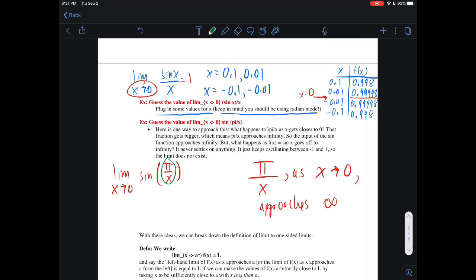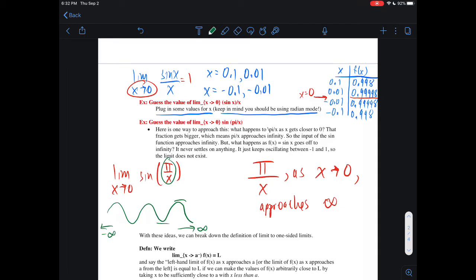So now the question is what happens as the input of the sine function goes to infinity? What happens to the sine function? As we saw, the sine function is just a wave that keeps oscillating over and over. But it never stops, whether you're going to positive infinity or whether you're going to negative infinity. But it's always between 1 and negative 1, which means it'll never stop and land on a certain number.